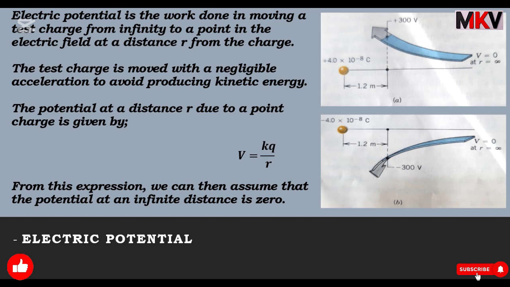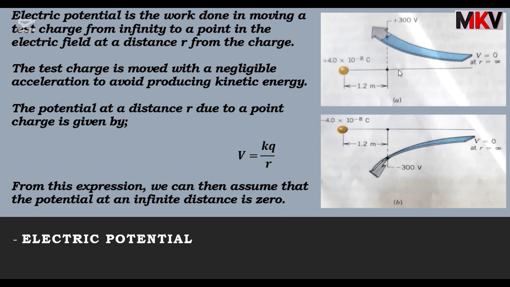Now the potential at a distance r due to a point charge is given by V equals kq over r. So the potential is therefore the constant k times the charge over the distance r. And from this expression, we can assume that the potential at an infinite distance is 0. So as I said earlier on, the potential at r equals infinity is 0. So moving the charge from that infinite point to point P will give us a potential V.